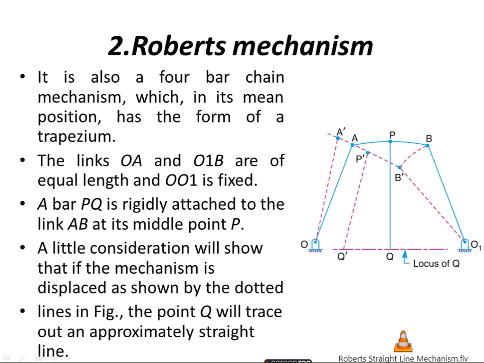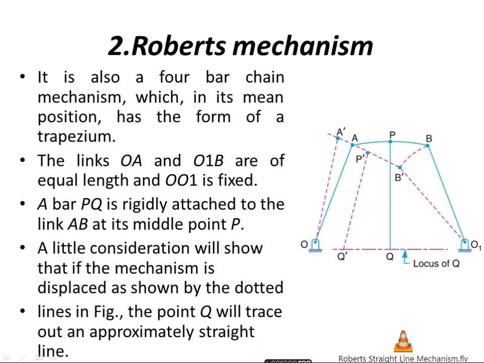Okay, so little consideration will show that if the mechanism is displaced from this point, you can see the pink dotted lines. If this is displaced to this motion, that is A to A dash, and automatically B will move from B to B dash, and this P will come to P dash here. And when this is oscillated at this point, what will happen? The locus of Q can be seen, it will move in a straight line. This is the straight line.